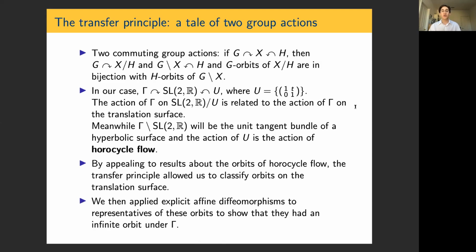Once we classified these orbits, we applied affine diffeomorphisms to representatives of these orbits to show that they had an infinite orbit under gamma. And as a result, we showed that all of these points could not be periodic.